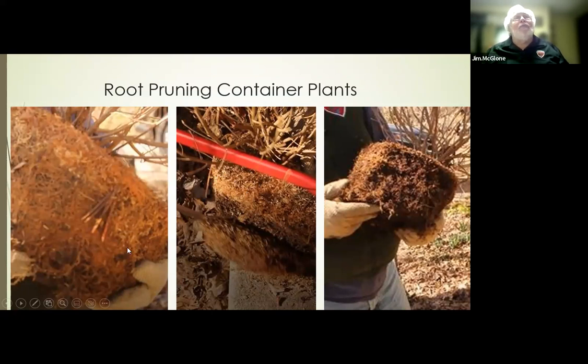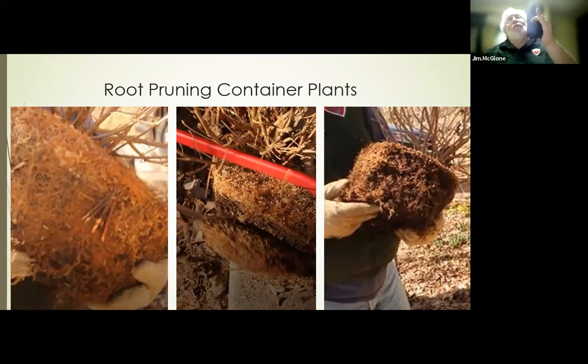So you go from something like this to something like this. And now what you've done, you can see here, is those roots that have reached the edge of the container and are growing in the wrong orientation have been cut off, and now they're growing in the right orientation. And then you just plant this the same way you would have planted any container plant.